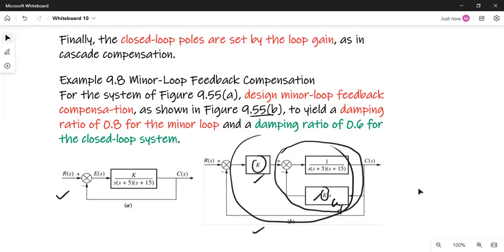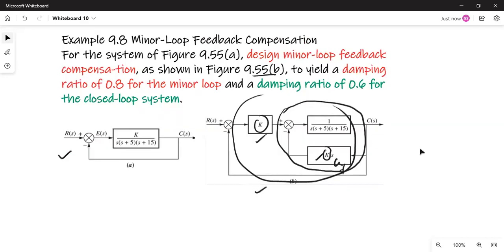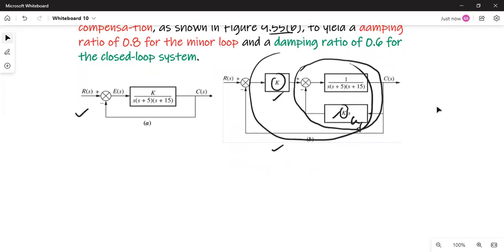Okay, so now let's start with the problem. First of all, we'll deal with the minor loop. The minor loop is simply this one. You don't necessarily have to show what signal is coming in, just your G of S, the forward path one, as well as your feedback one. So that is what we are trying to have.